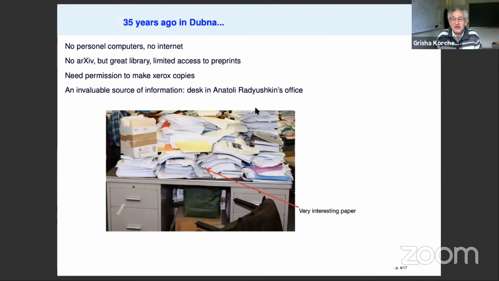Let me give you some background of how things looked 35 years back in Dubna. Let me remind you that at that time there were no personal computers, no internet, no arXiv. So basically the only source of information was the library, and the Dubna library was great. There was some limited access to preprints, which were arriving in Dubna quite regularly. Not to mention that there was no free access to Xerox copies, and all kinds of complications. But there was also a very special source of information in my case, which was the desk in Anatoly Radyushkin's office. This is not the actual picture, but it reflects quite well how it looked. Even though you might think this is a complete mess, if you look carefully and search, you would find some interesting papers appearing on this desk. A few of those papers I will mention later.